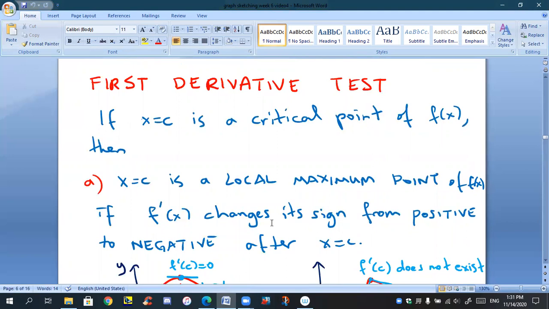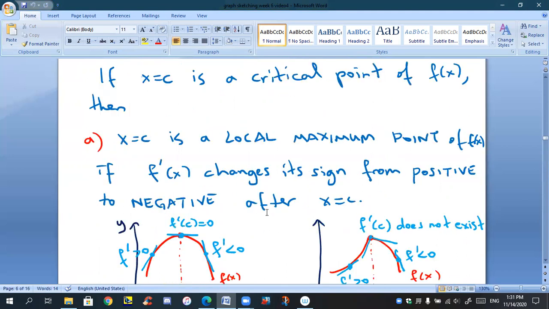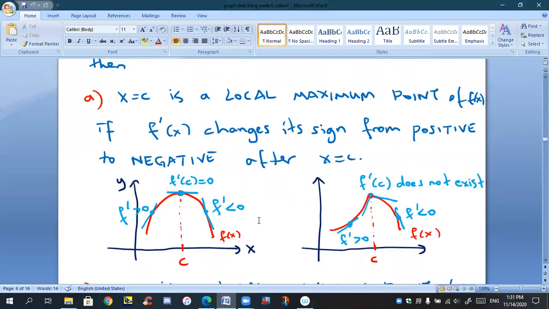The first derivative test is, if we have a critical point of f, then that critical point is a local maximum if f prime changes sign from positive to negative. Okay, so look at these two pictures. We have two possible pictures because we can have two kinds of critical points. In the first case, f prime at c is 0. That's a critical point, horizontal tangent line. In the second case, f prime doesn't exist. It's a broken graph. But it doesn't matter.